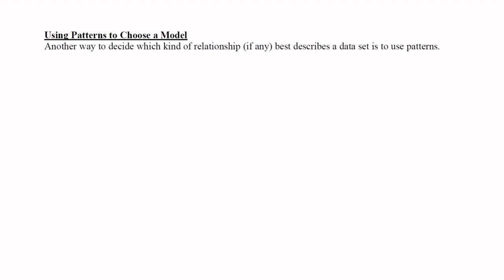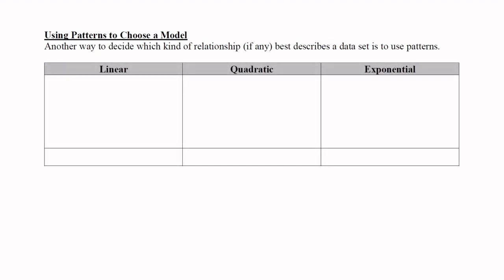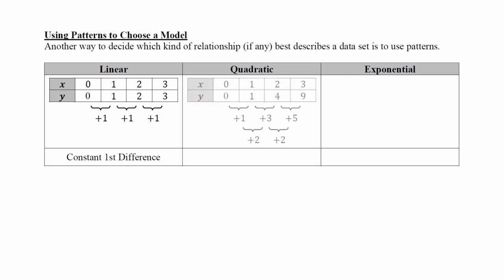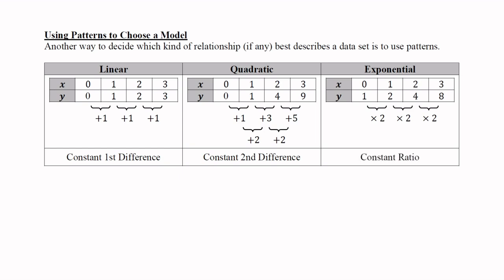Another way to decide which kind of relationship, if any, best describes a data set is to use patterns. So if we take a look at a linear set of data in a table, we look at our y values, and we see that you can add 1 each time in this table, so we have a constant first difference. In a quadratic, you're going to be looking at the second differences, and if that's constant, it's quadratic. And then in an exponential, if we have a common ratio or a constant ratio, then it is an exponential function.